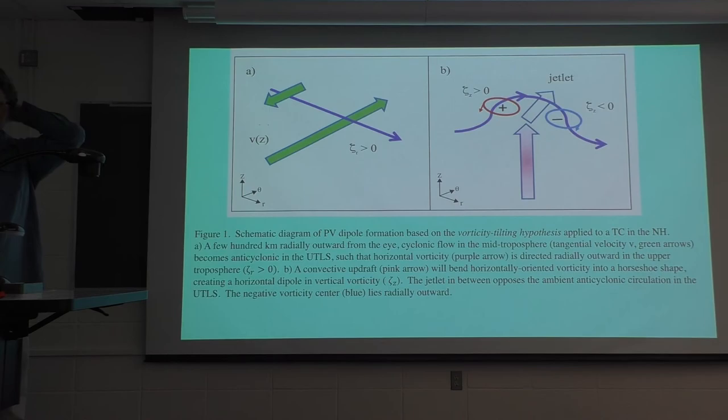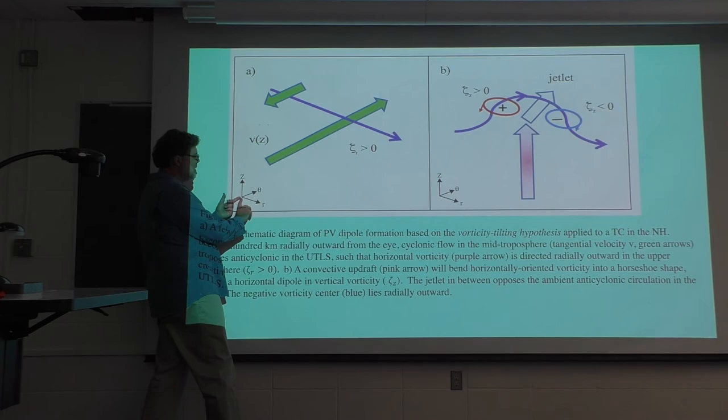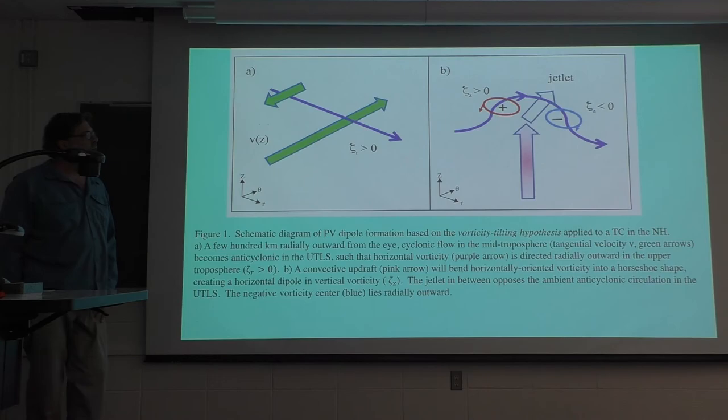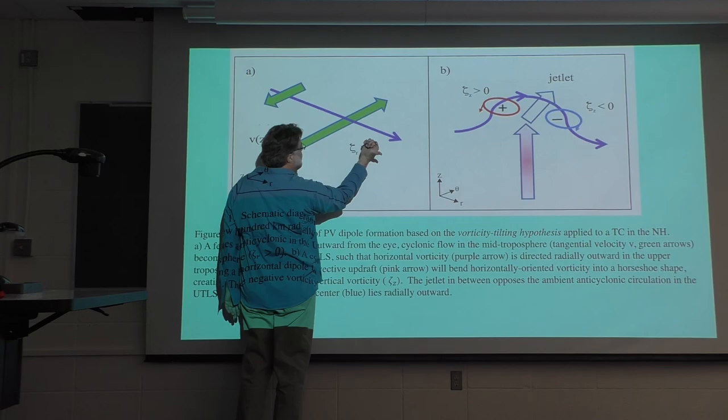Now let's try to apply this to the geometry of a tropical cyclone, and we'll pick the northern hemisphere. And notice that these are different. Z is the same, but R is radially outward, and theta is azimuthal. So the low pressure center is way over there. Here's mid-tropospheric cyclonic flow. But in the uppermost troposphere, we know the flow reverses to anticyclonic in the outflow there. So the shear is this way, and that means that the horizontal vorticity is pointed radially outward. Zeta R is positive, pointed radially outward.